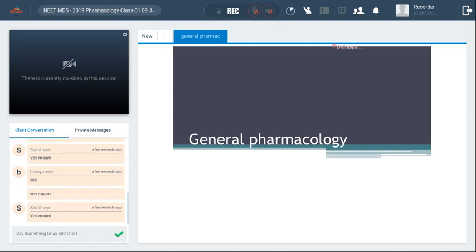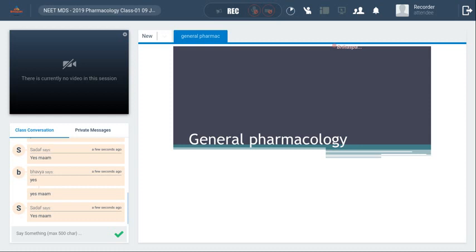To start with, in pharmacology, we always go with general pharmacology, because in systemic pharmacology, to know about every drug, we need to have a sound background of its properties, which is dealt in general pharmacology. So we will go through a lot of concepts here, which make you understand better about drugs and systemic pharmacology.